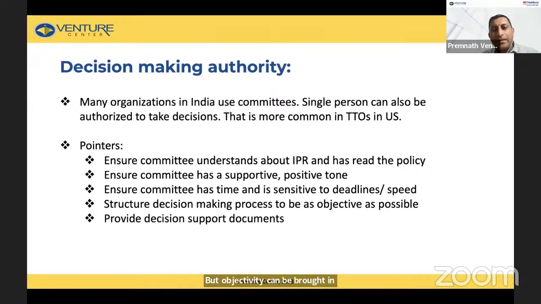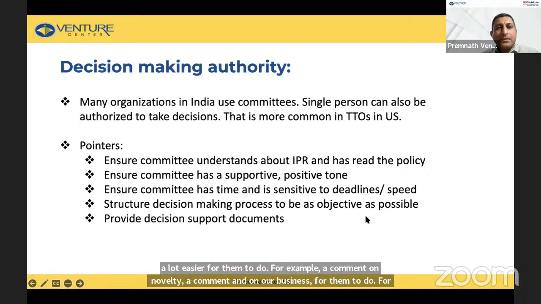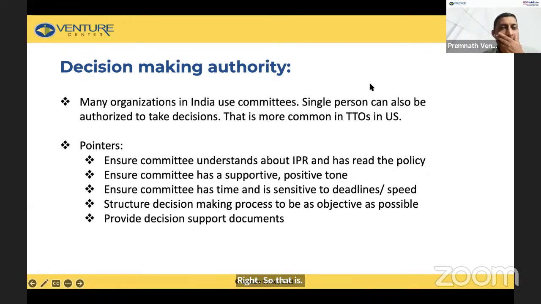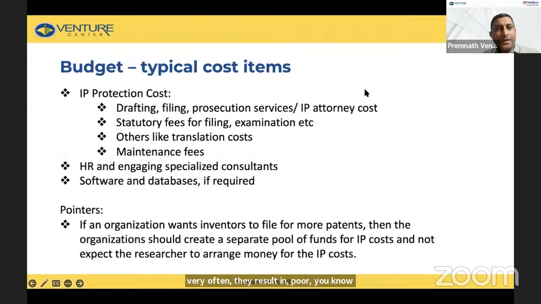And of course, provide supporting decision support documents. For example, if the IP group or the patent cell provides a supporting document to the decision makers, it's a lot easier for them to do. For example, a comment on novelty, a comment on non-obviousness or usefulness, and so forth, right? So that speeds up things. Otherwise, committees can be a significant reason for delays, and very often they result in bottlenecks in the workflow, right?